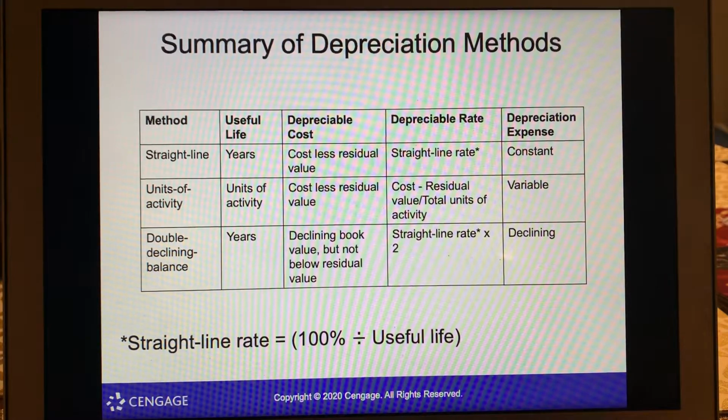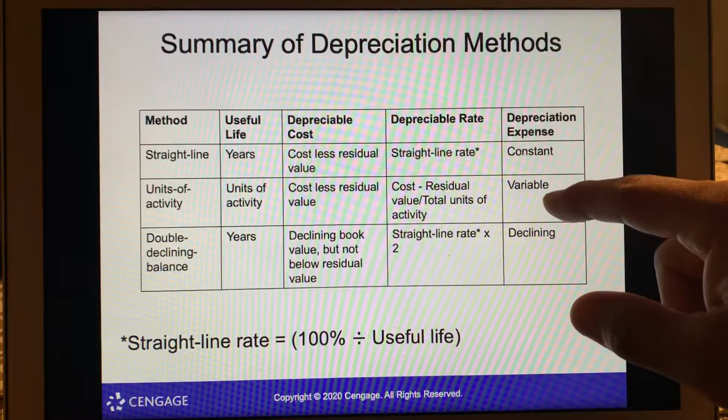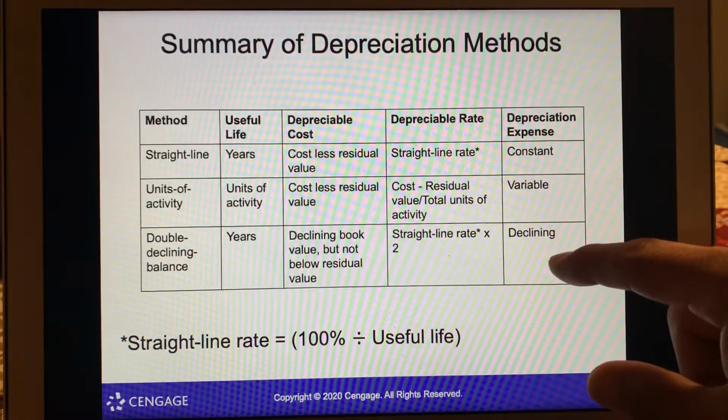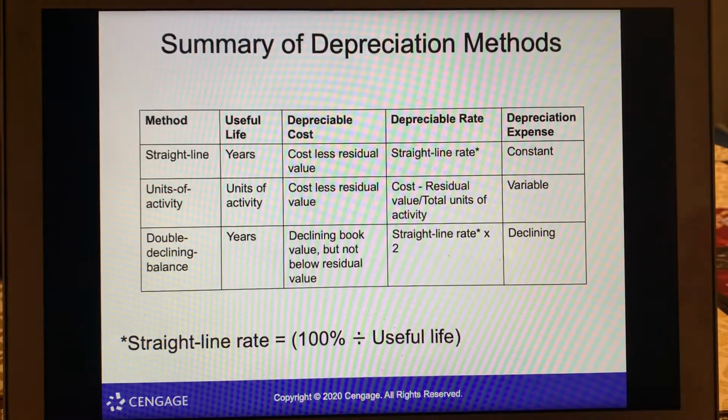Typically, if you're a small company or a small business, you probably just go with straight line because it takes a lot of bookkeeping to take into account the units of activity and double declining. Keep in mind, you use units of activity if you have a lot of vehicles. Okay, so that's one of the things you need to take into account.